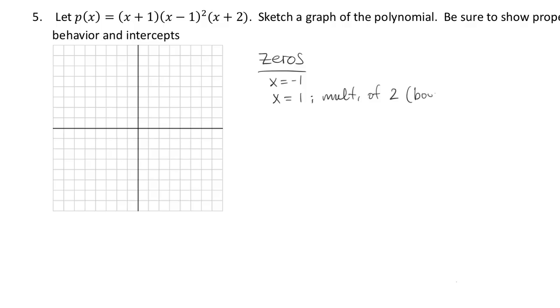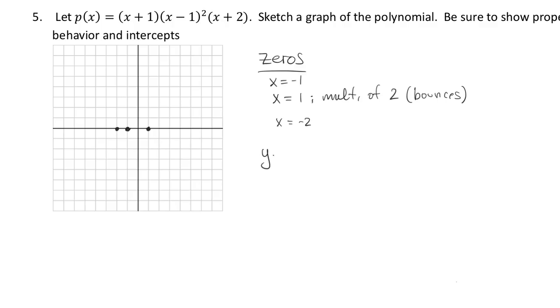Remember, that means that it bounces. Anything with an even multiplicity bounces. And then this is x equals -2. Now, x equals -1 here and x equals -2 have multiplicity of 1. That's an odd multiplicity. Anything with an odd multiplicity crosses through the x-axis. So we have zeros at -1, +1, and -2.